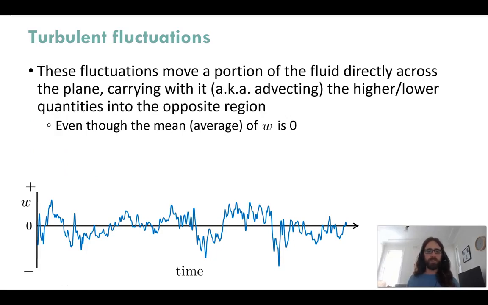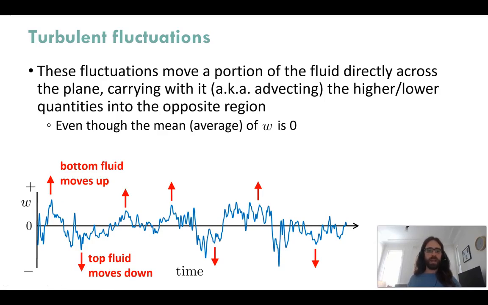These fluctuations are directly moving a portion of the fluid that used to be below the plane to directly above the plane, and vice versa, and it is carrying with it the quantities that are either higher and lower and carrying it into the opposite region. So even though there is no mean vertical velocity here, if you take the average across this signal, it's equal to 0, you still get these short snippets of time in which there is fluid being carried up above the mixing plane and fluid being carried down, and you can simply identify that by the sign of the vertical velocity.